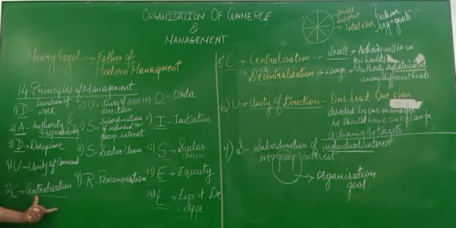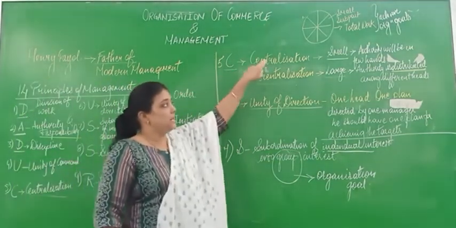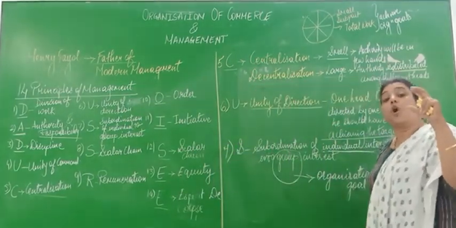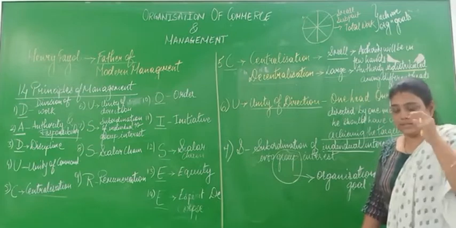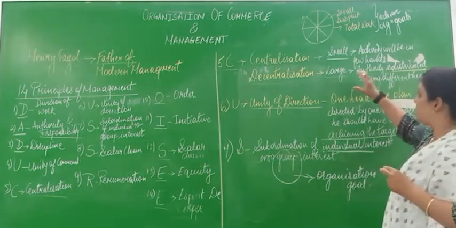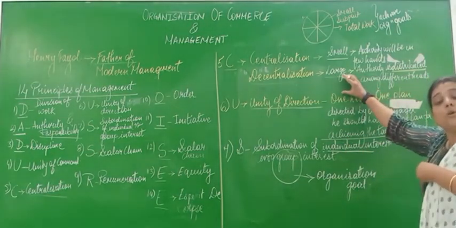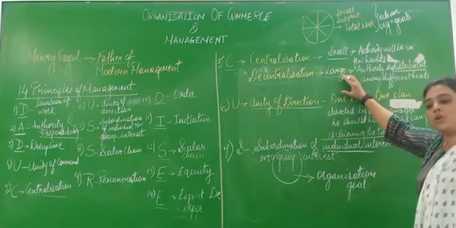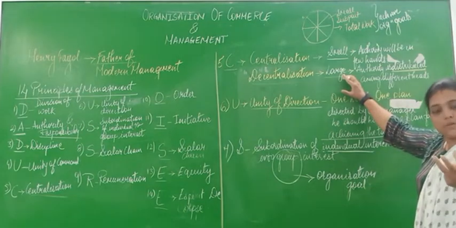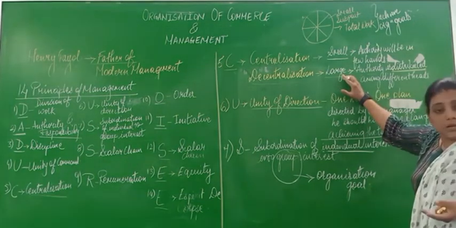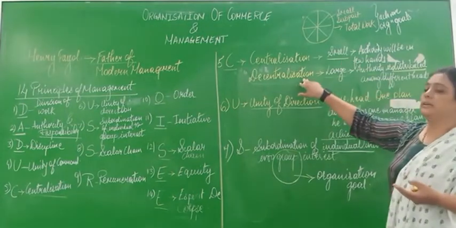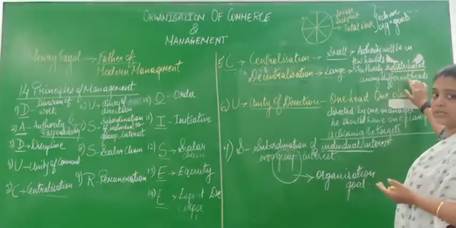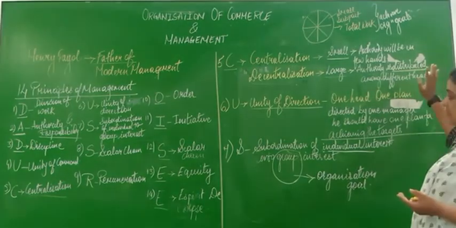Again, centralization means in a small organization, the authority will be in few hands. That is, it will be concentrated in few hands. जब छोटा organization होगा, पर जहाँ पे बड़ा हो जाएगा organization, जहाँ पे बहुत सारे departments होंगे, so few hands में centralization या authority रखना it will be dangerous for me, right? Because the targets will not be able to be achieved. So we do decentralization. That is, we distribute the authorities with different heads, right?